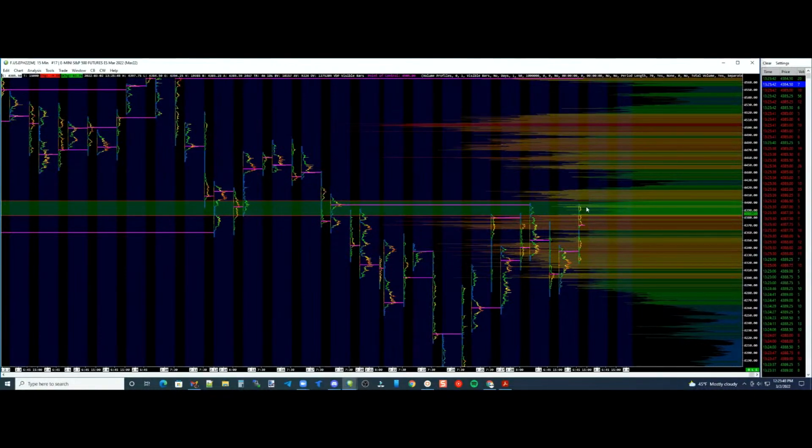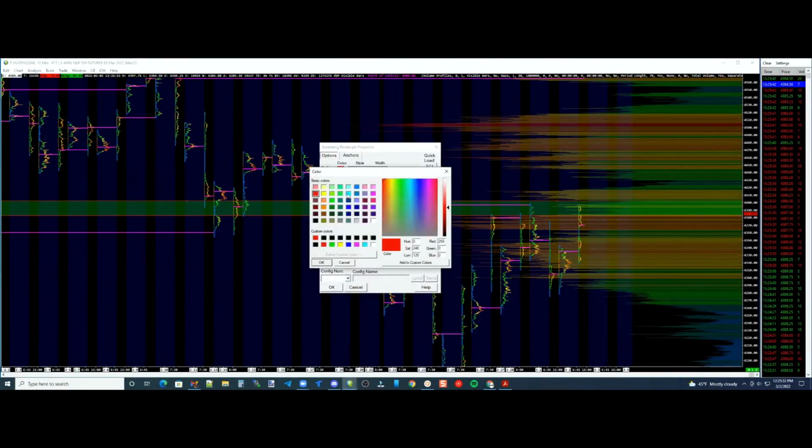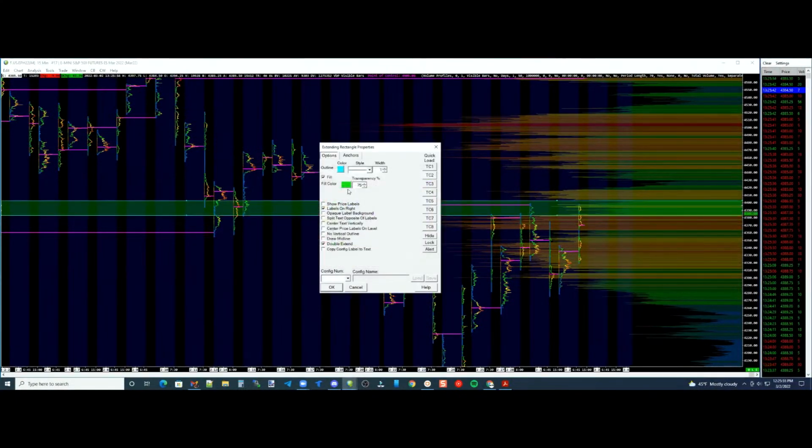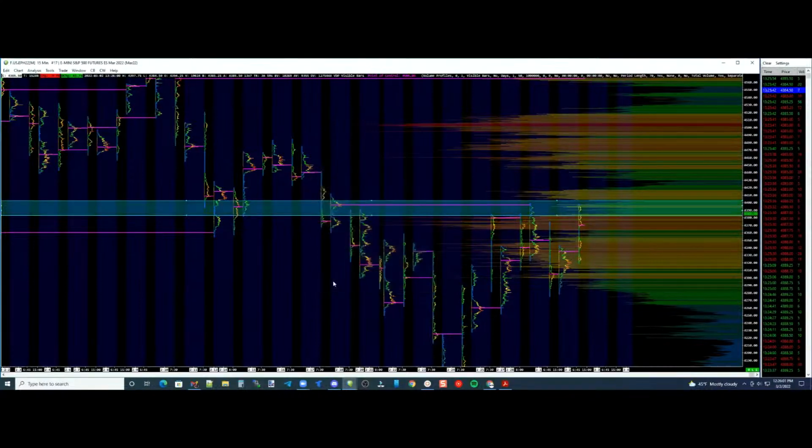The reason why I'm more interested in low volume nodes than high volume nodes is because low volume nodes are areas where price accelerated through, and generally there was a lack of interest in trading in those. So as we get back to them, I generally look for levels, like for example this POC right here, to reject off of and trade back through the high volume node.